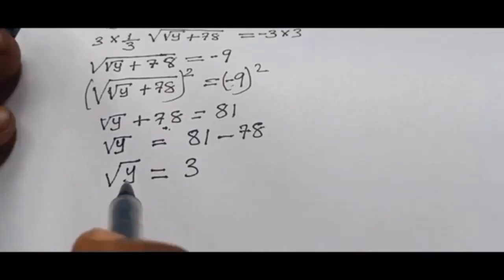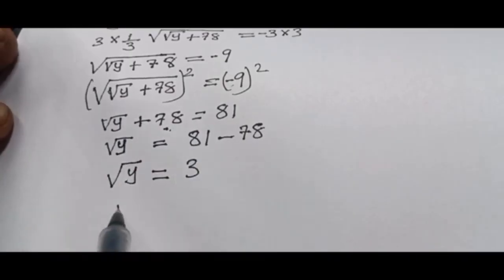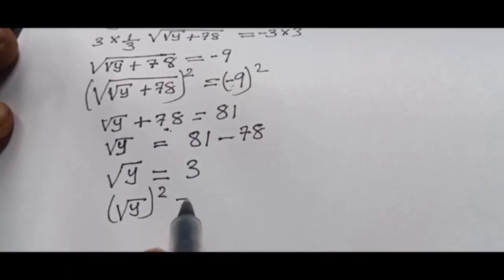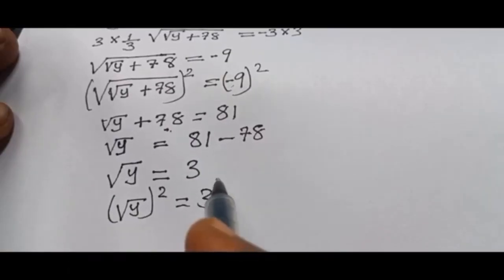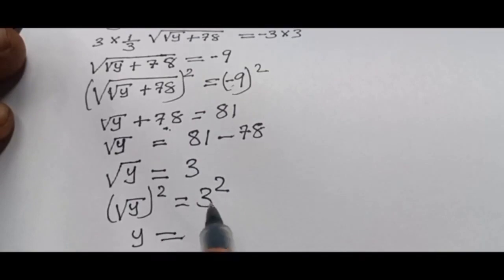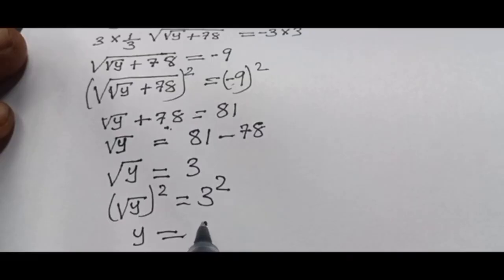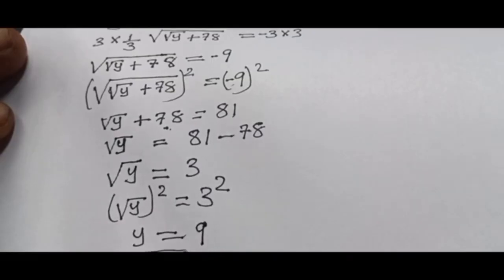So in order to get the value of y here, again square both sides. So we have root y squared equals to 3 squared. These two cancel with this, so we remain with y equals to 3 raised to exponent 2, which is 3 times 3. 3 times 3 is 9. So our answer is 9.